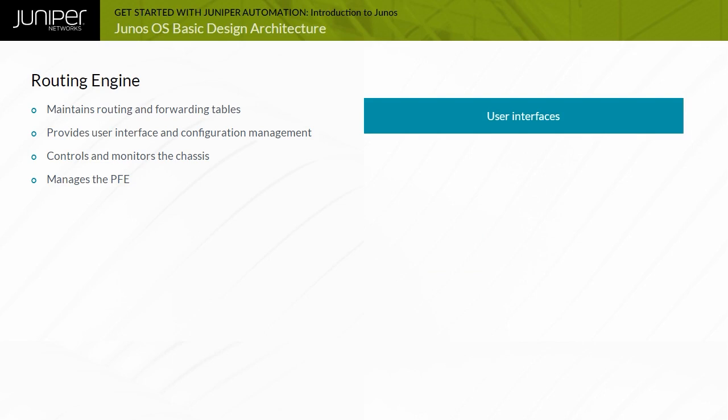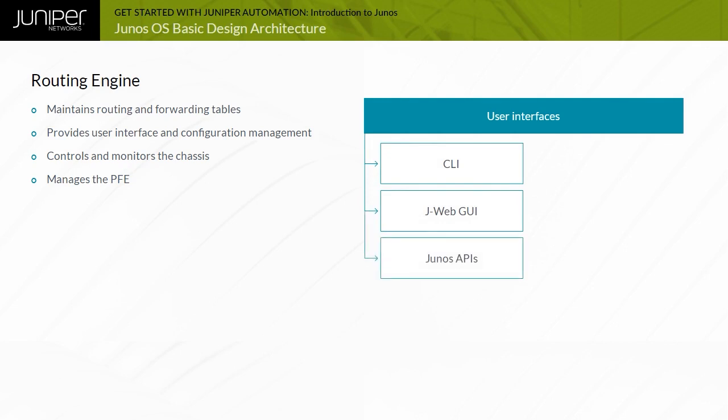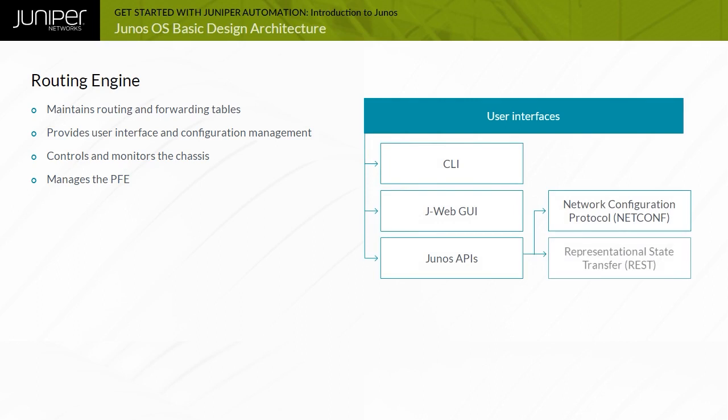The routing engine provides the user interfaces, namely CLI, J-Web GUI, and Junos APIs, such as Network Configuration Protocol or NETCONF, Representational State Transfer or REST, and Juniper Extension Toolkit or JET. These user interfaces run on top of the Junos kernel and provide user access and control of the device. Also, the routing engine performs configuration management.